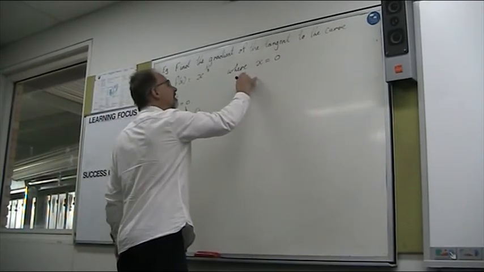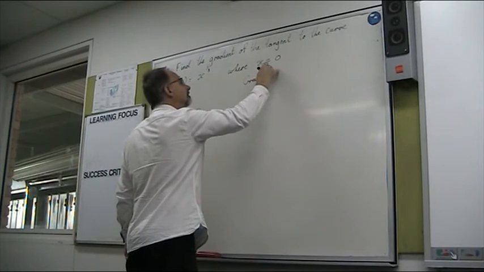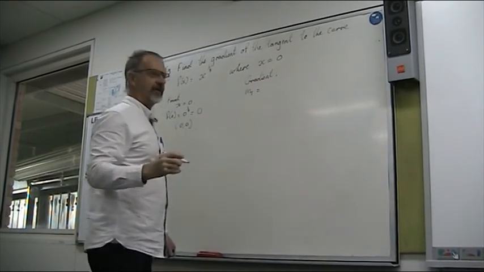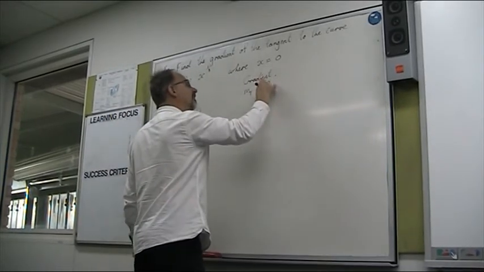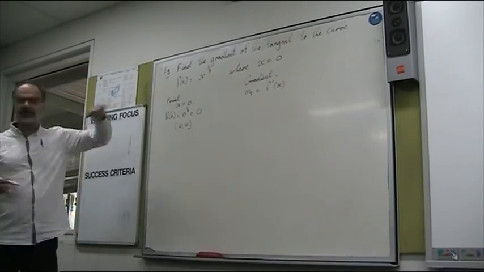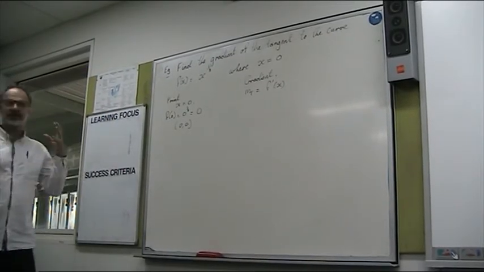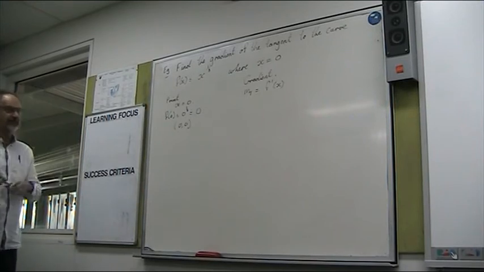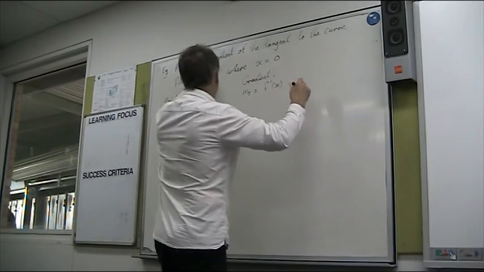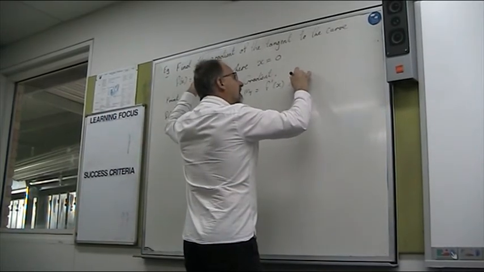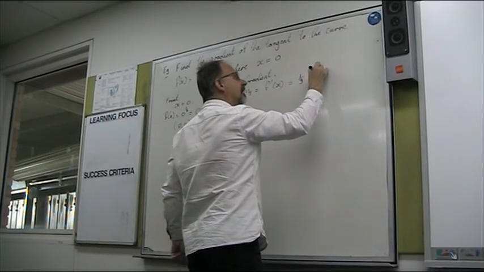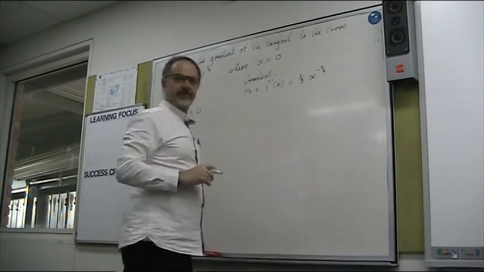All right, the gradient. So the gradient of the tangent is related to the derivative. And seeing as it's been written in function notation, I'll use f dash, to be consistent with our notation. All right, so what is the derivative of this? Bring the power down, 1/3, reduce it by 1, so it's now going to be negative 2/3.